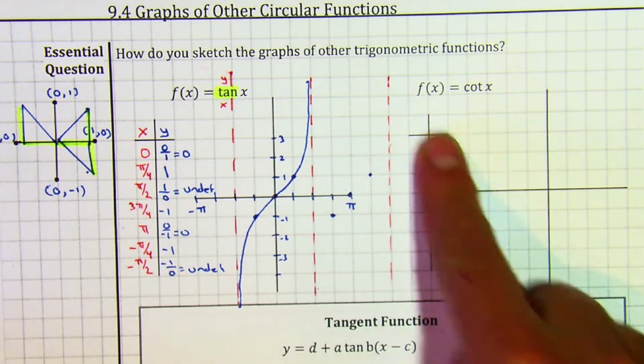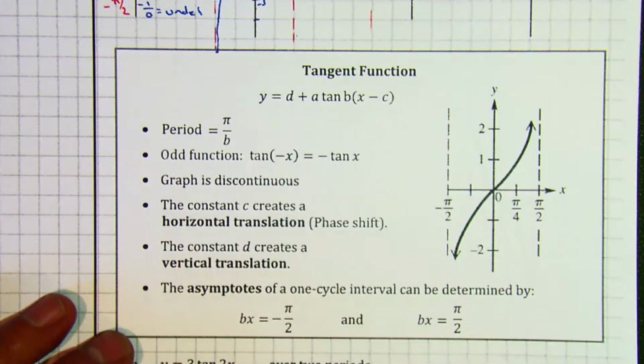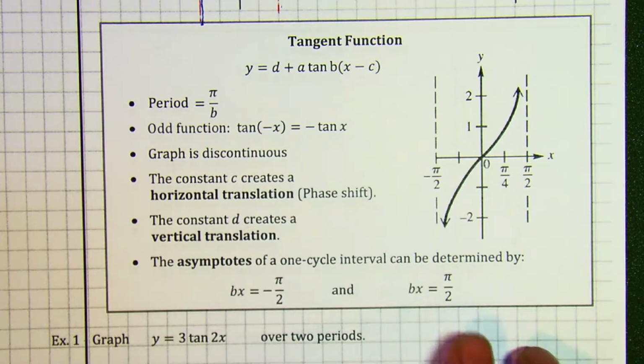We'll come back to tangent in a bit. So let's go and graph a few of the tangent. Let's go over some of the properties. Go and paste your cut, copy example number 1, and we'll start once you're ready. Go and pause it.